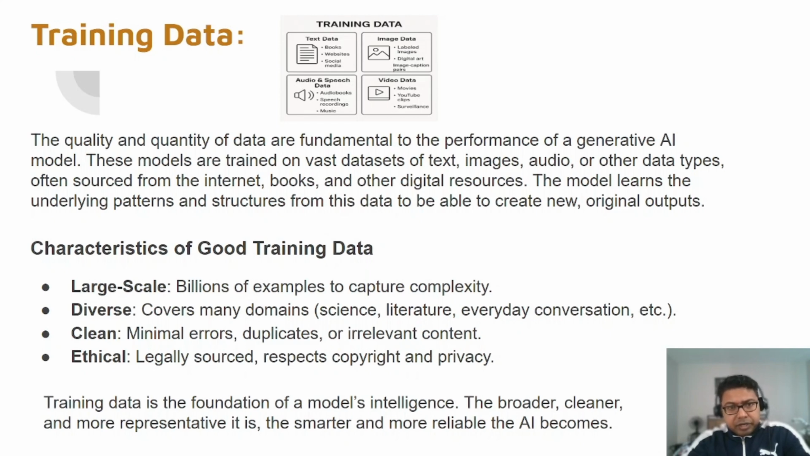Characteristics of good training data: large scale, billions of examples to capture complexity. Diverse: it's not one same kind of data we give, but different types of data like science, literature, everyday conversation, everything, so that it will have knowledge about everything. The data should be clean. It should not be error prone, duplicate, or irrelevant content, otherwise the response will be irrelevant.